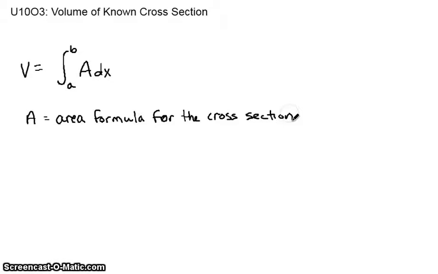Some of the cross sections that we might get are going to be squares, rectangles, right triangles or equilateral triangles, and semicircles. Those are the ones that show up most frequently. So those area formulas you need to know.